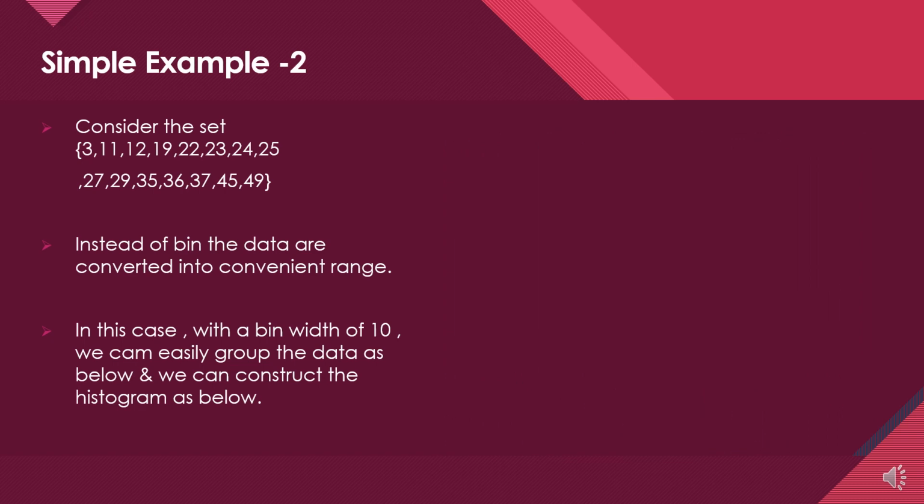Simple example 2. Consider the set 3, 11, 12, 19, 22, 23, 24, 25, 27, 29, 35, 36, 37, 45, 49. Instead of bins, the data are converted into convenient ranges. In this case, with a bin width of 10, we can easily group the data as below and we can construct the histogram as below.